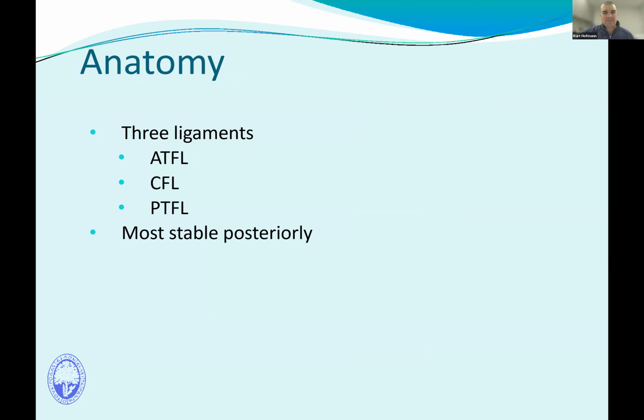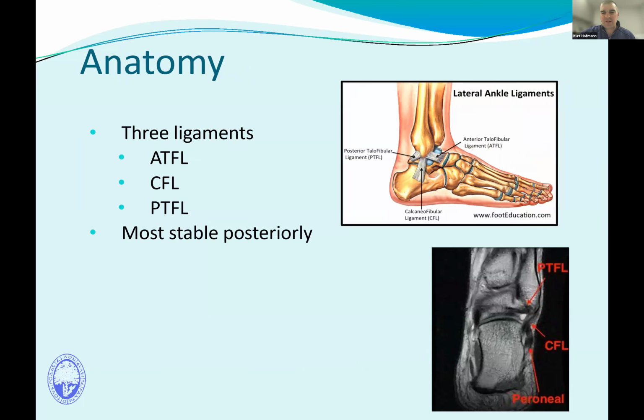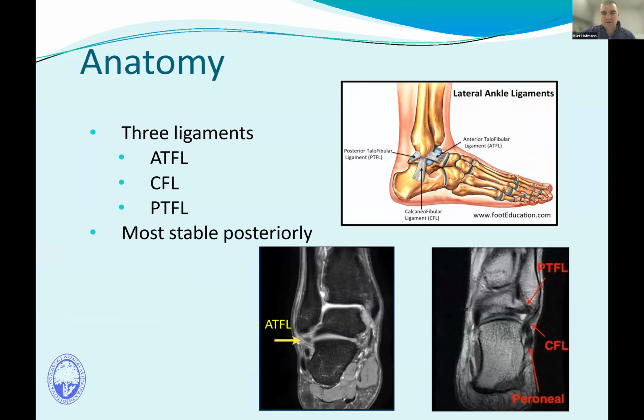So let's talk a little bit about the anatomy of the ankle. In general, there are three ligaments that we are most focused on: the anterior talofibular ligament, the calcaneofibular ligament, and the posterior talofibular ligament. You can see these depicted in both the schematic and the image above, as well as MRI imaging to the bottom right. In general, the ankle is most stable posteriorly. What that allows is the ability to plantar flex and dorsiflex without the risk of subluxation.